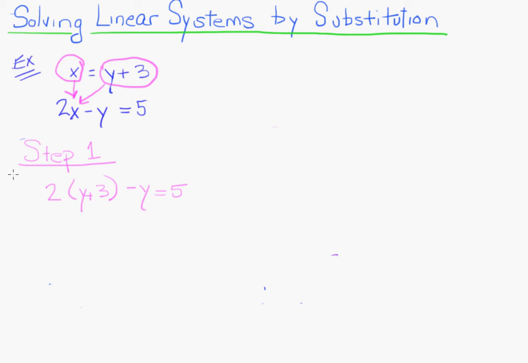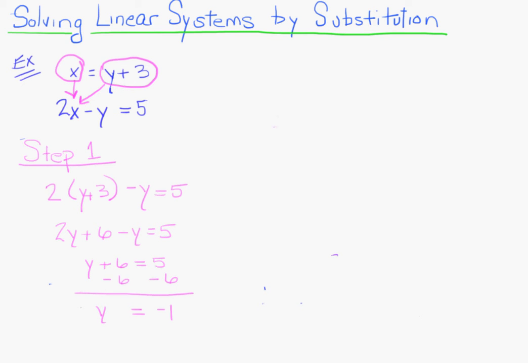So I'm going to multiply out the 2, so I get 2y plus 6 minus y is 5. Then 2y minus y leaves me 1y plus 6 equal to 5. And if I subtract the 6 to the other side, I get that y is equal to negative 1. So negative 1 is actually a real value for y.